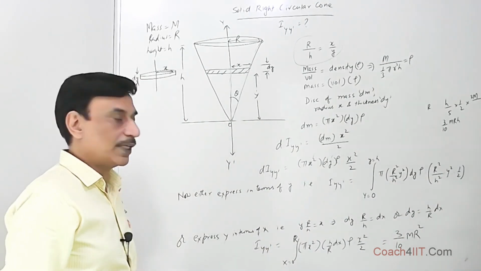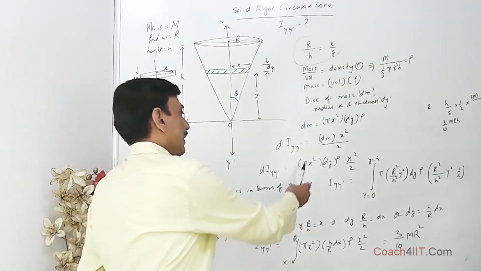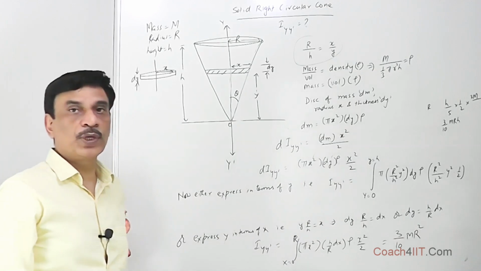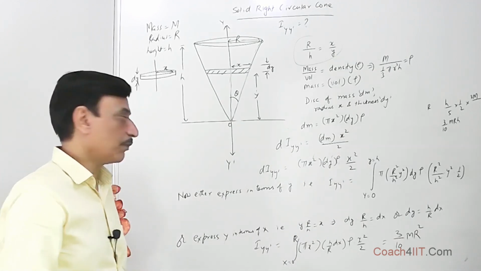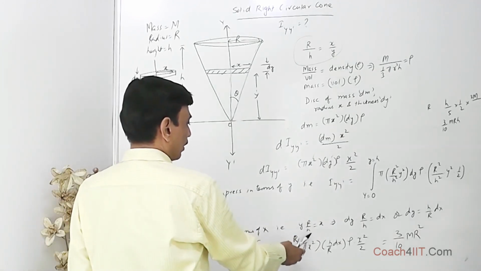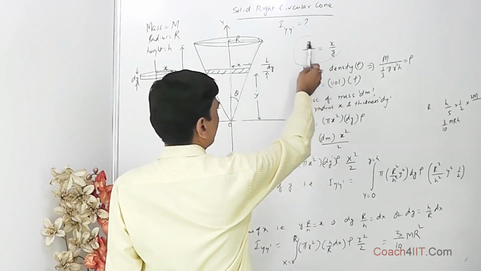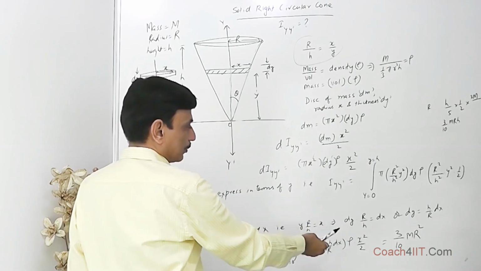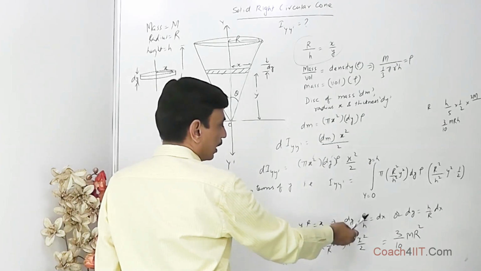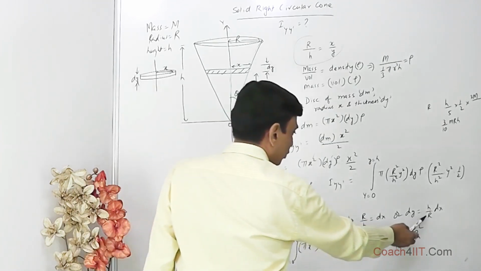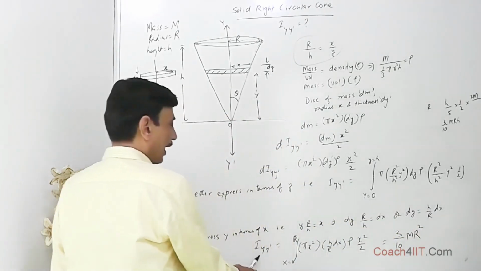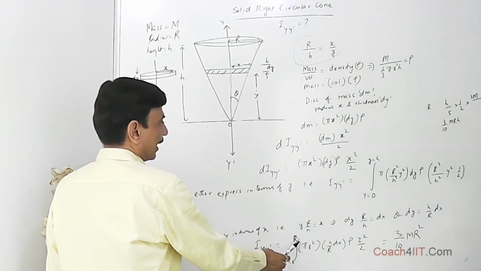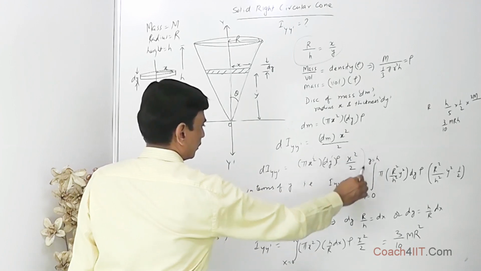Now the other option is, instead of replacing x in terms of y, we can also replace y in terms of x. So obviously y into r by h is equal to x. So dy by dx is going to be equal to h by r, dy into r by h is equal to dx, or dy is equal to h by r into dx. So Iy becomes equal to, that is what we have over here, we know this.